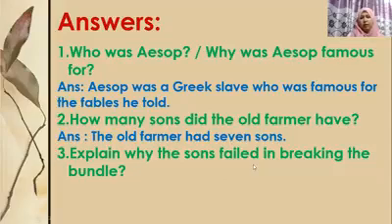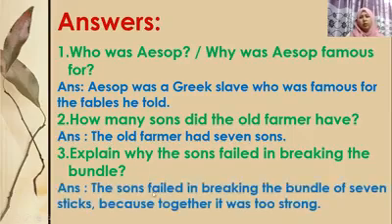Explain why the sons failed in breaking the bundle. So the answer should be: the sons failed in breaking the bundle of 7 sticks because together it was too strong. So why did the sons fail? Because the bundle of 7 sticks together was too strong. That's why the sons couldn't break this bundle. Okay, let's check more answers.